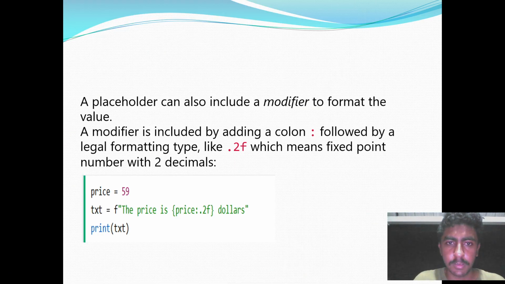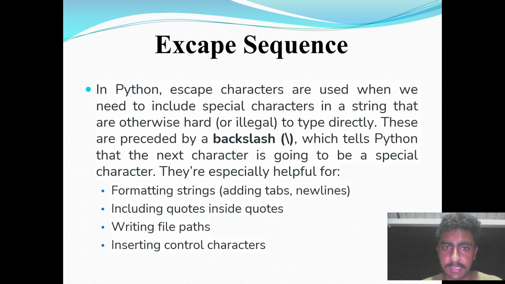Now let's move to the next topic called escape sequences. Until now we have printed simple text like print hello, but sometimes we also want to display text in a special format. For example, we want the output in multiple lines. We want to insert a tab space. We want to print quotation marks inside a string. We want to display a Windows file path. How can we actually do this?